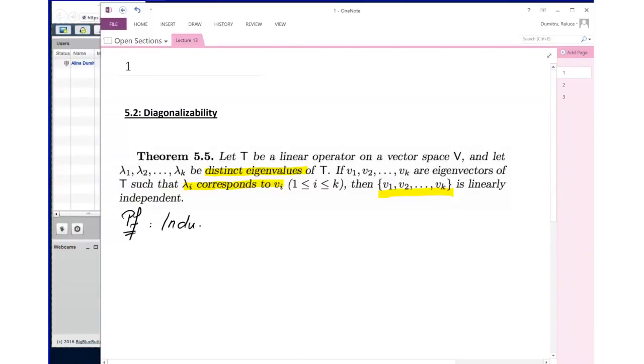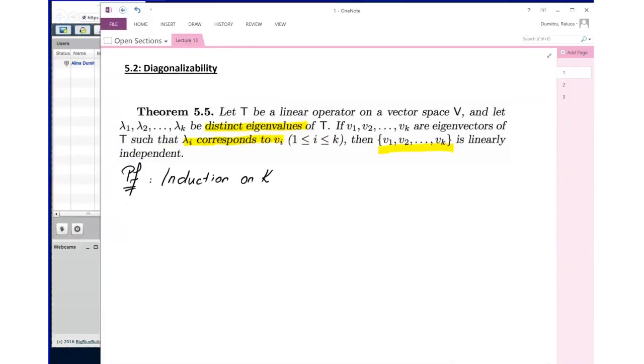We're going to do induction on k, where k is the number of eigenvalues that you start with. So step 1, let's say that k is 1. That would be the smallest value that we can choose. So we're starting with a single eigenvalue lambda 1, and with a single eigenvector, that would form the underlying set in the statement there by itself, right? So I want this set to be linearly independent.